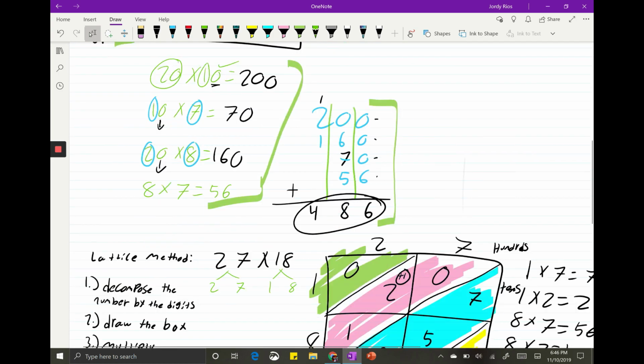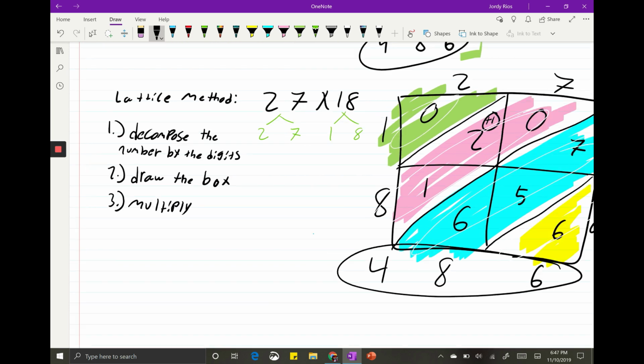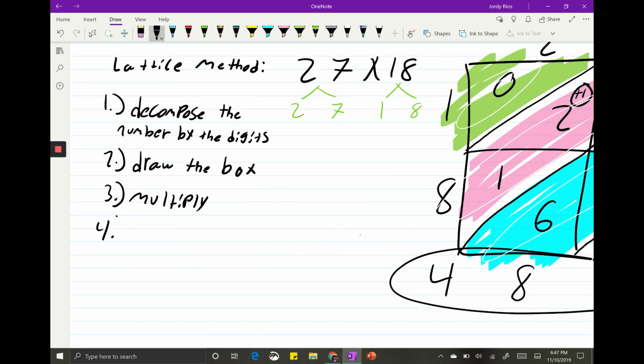It's kind of like the area model, except you're not adding the big numbers. You're adding smaller numbers. But just remember, you have to divide up the boxes evenly and you have to color it in. If the coloring helps you, color it in. If not, then just make sure that you're adding diagonally. All right, so let's look at the steps again. Step 4 was to add them up.